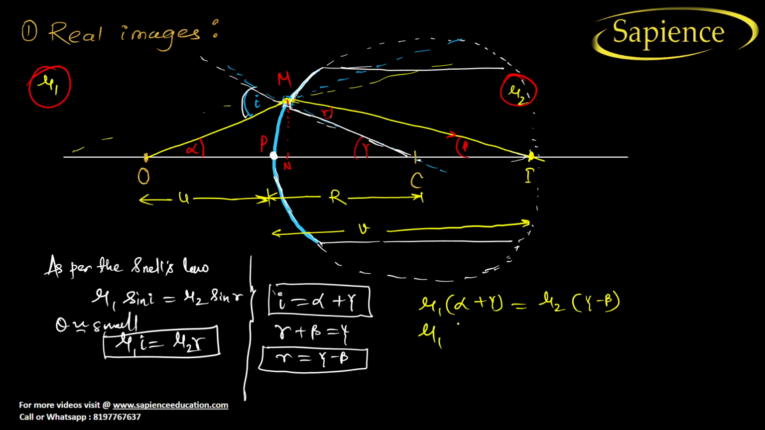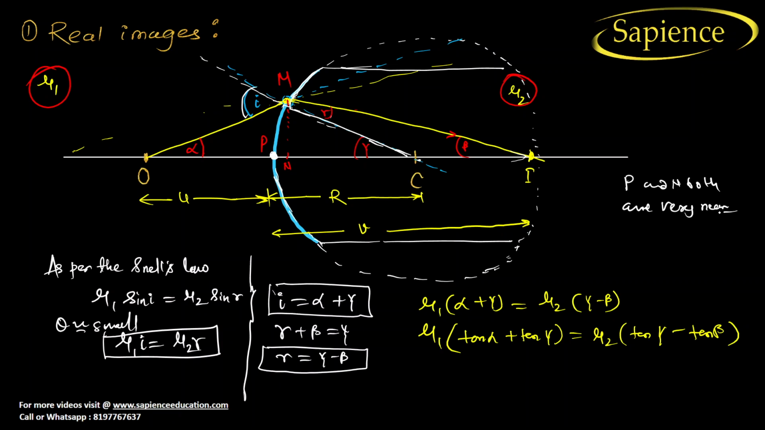Now, because the angle is very small, we can write alpha as tan alpha, plus tan gamma is equal to mu2 into tan gamma minus tan beta. So we can write like this. One more thing we need to consider: P and N are both very near, so we can consider MP as MN, right?